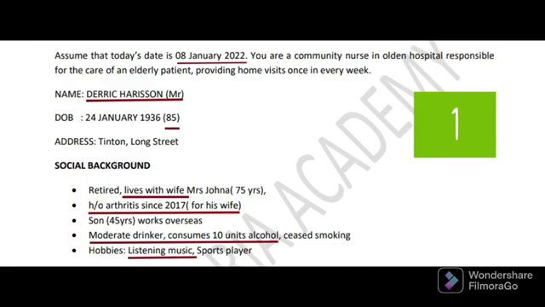Social background. Anyway, this letter is not a known case, so you have to take all the personal and social background. He is a retired man, lives with his wife. And when you are reading, give concentration. History of arthritis since 2017, not for the patient, but for his wife. And they have a son. Actually, it's not relevant data. We can take moderate drinker, consumes 10 units of alcohol. That's enough. Smoking, no need, because he has already stopped.